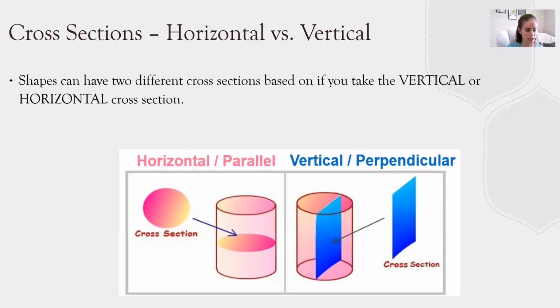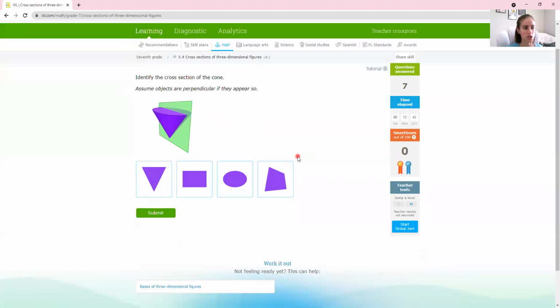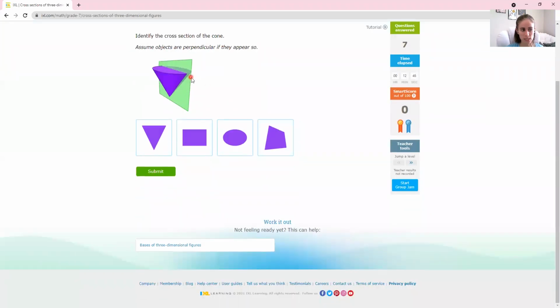Let's go to IXL now. Here we have a cross-section of a cone. Notice what I was saying: it has that green little bar right there. That is where it's cutting it. That's helping you visualize. So now, picture in my head, I have this cone here. I'm cutting it vertically. I'm splitting it apart. What shape is going to be left on the inside when I do that? Well, it's going to be left with a triangle.